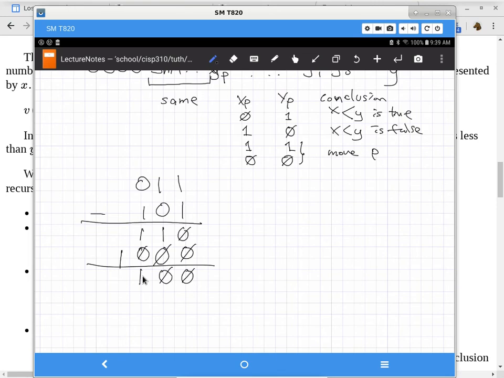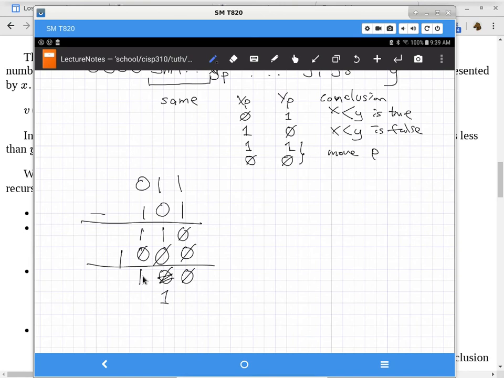I have a question. On the middle one, where you said 1 minus 0 is 0. Yep, I made a mistake there. This one is supposed to be a 1. Thank you. So the middle difference bit should be a 1, not a 0.